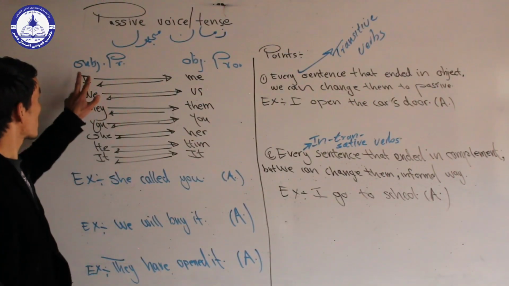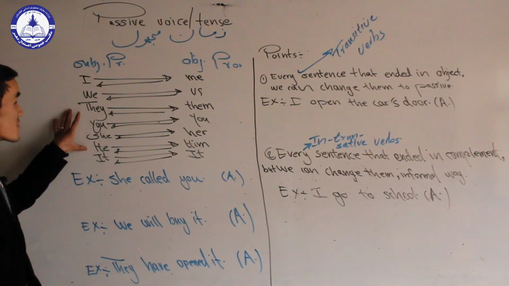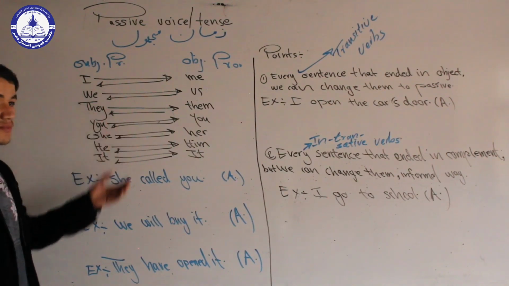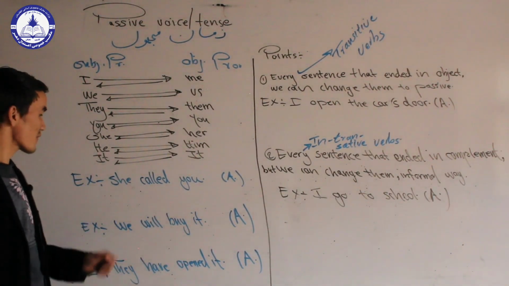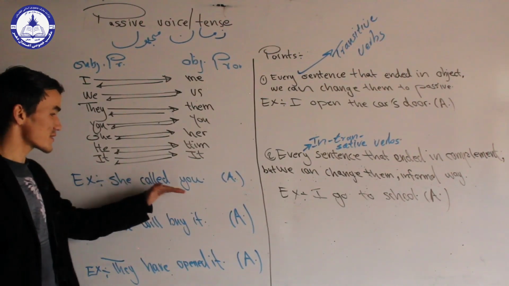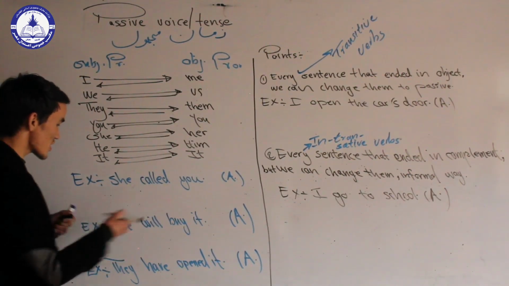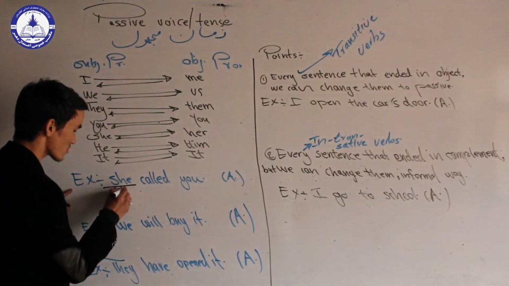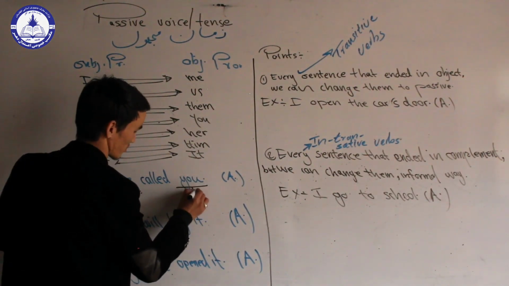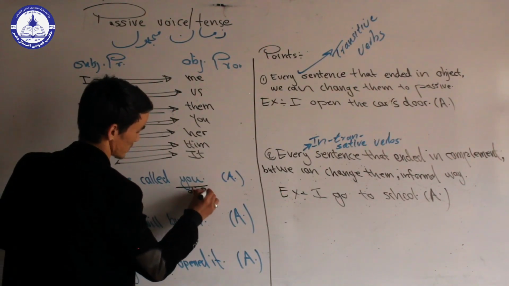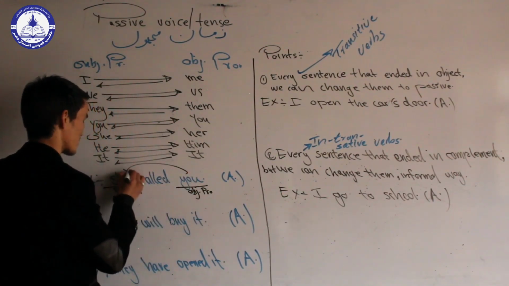Okay, now let's go through some examples for subject pronouns and object pronouns. You should not be confused. How can we change the places of them? For example, she called you. And here, she is the subject pronoun and you is the object pronoun. So come and change it. Let's put this.